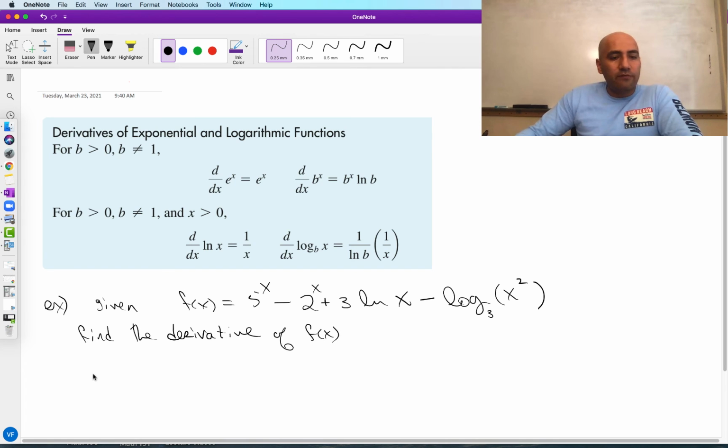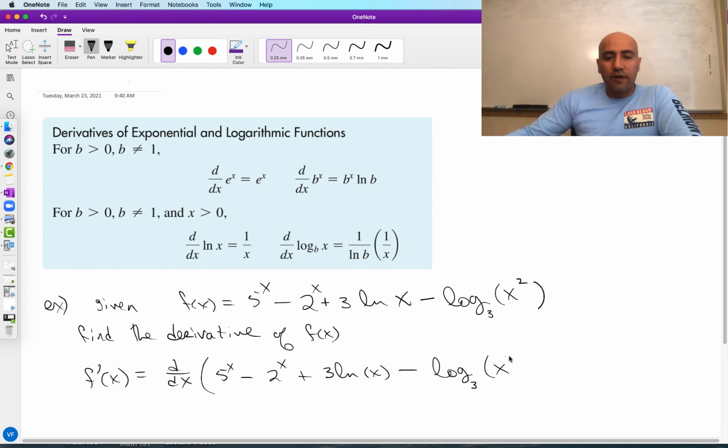Okay, so that means we want to find f prime of x. F prime of x will be equal to the derivative with respect to x of this whole thing. So that'll be 5 to the power of x minus 2 to the power of x plus 3 ln x minus log base 3 of x squared. Okay, so whenever we have terms being separated by addition and subtraction, we know that we can separate them.